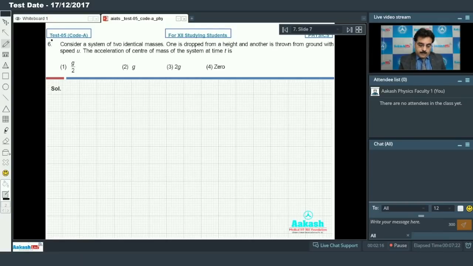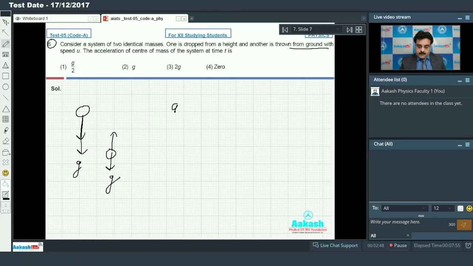So now I am going to read question number 6. Consider a system of two identical masses. One is dropped from a height and another thrown from ground with speed u. The acceleration of center of mass of the system at time t is, and in the given problem one is going down and one is moving up. But the important thing is acceleration due to gravity will act in downward direction for both cases.